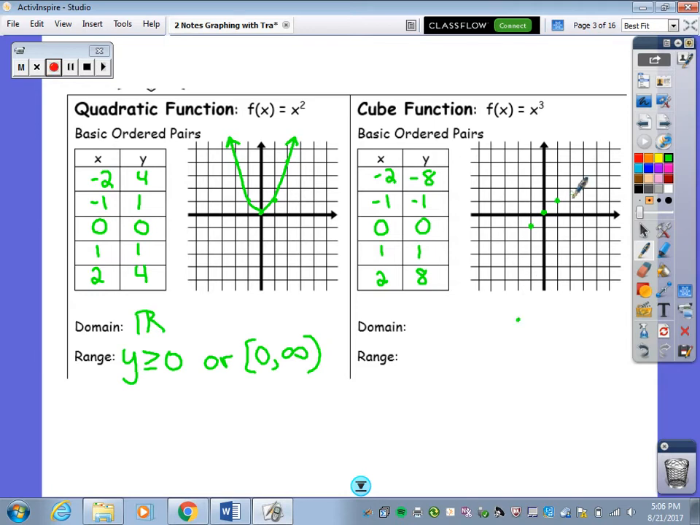About right there. About right there. And so we have a function that looks something like this. Our domain, there's no possible x value that is not able to be touched on this, so that means it's all real numbers, and our range is as well.